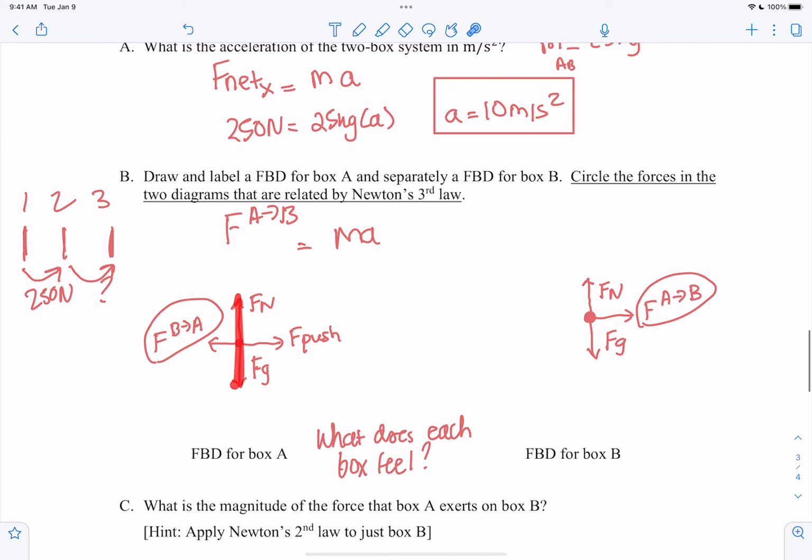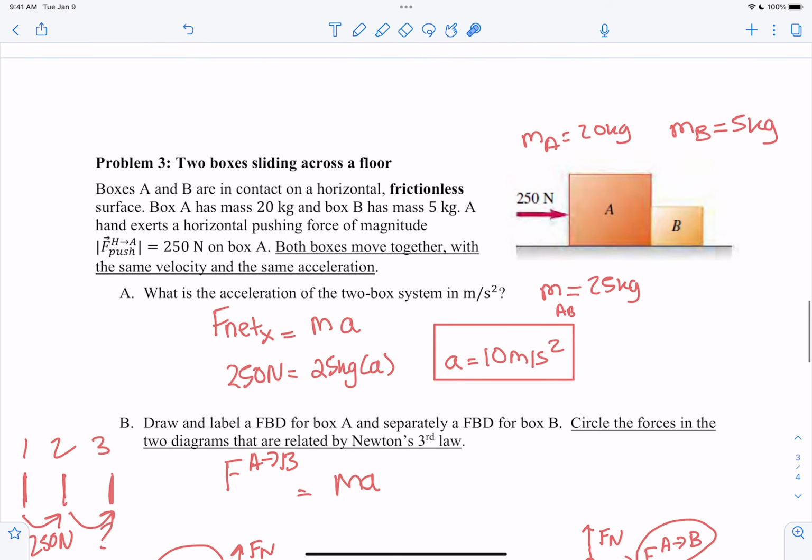The rest of these in the Y direction here are not related in terms of Newton's third law because there's no action-reaction pair. And then F push is going to be acting on A, but B doesn't necessarily feel the full brunt of the 250 newtons.